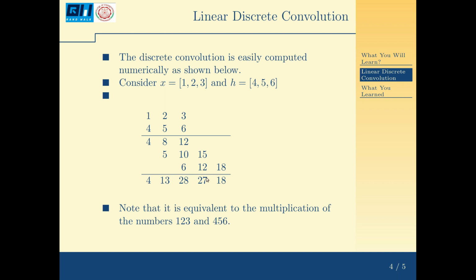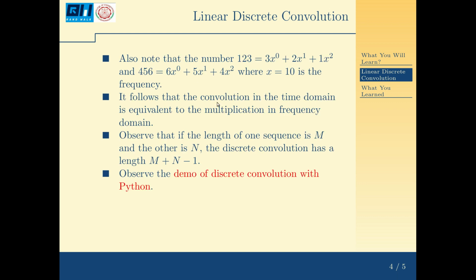Note that this is equivalent to the multiplication of the numbers 123 and 456, because the number 123 is the polynomial 3x raised to 0 plus 2x raised to 1 plus 1x square with x equal to 10. This is a decimal representation. And 456 will be 6 into x raised to 0 plus 5 into x raised to 1 plus 4x square with x equal to 10.